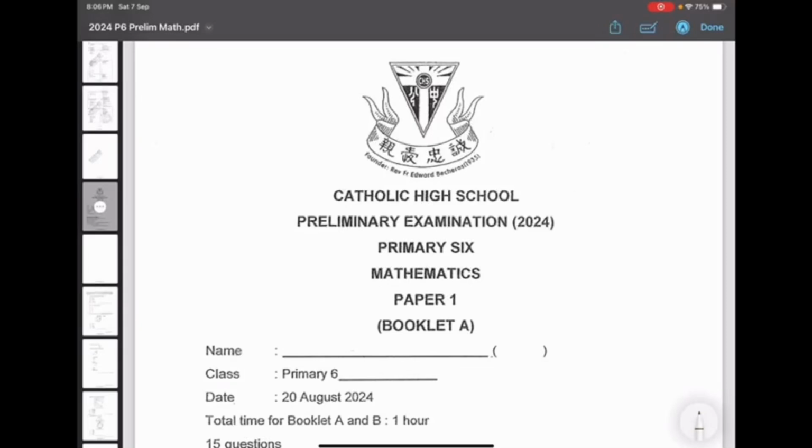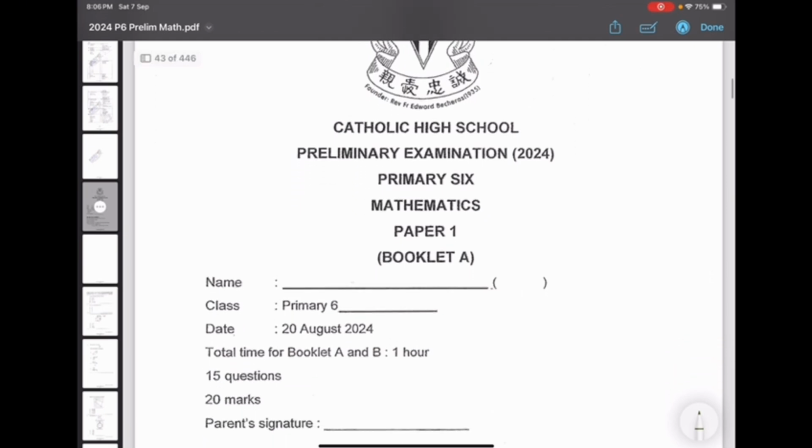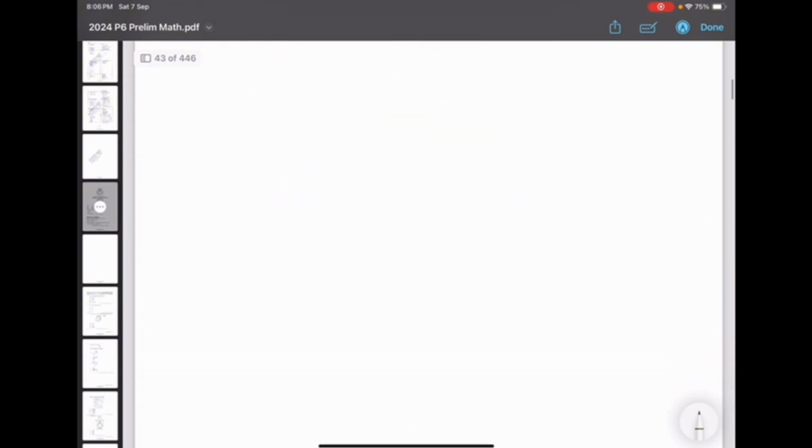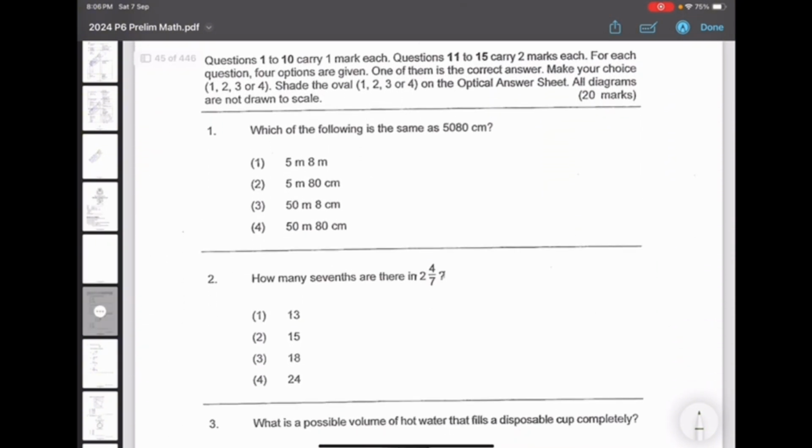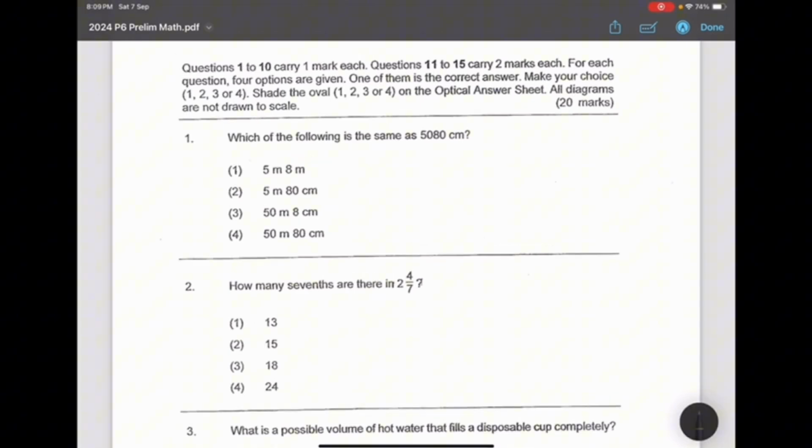What's up, guys? Today we'll be doing Catholic High School Prelim Examination 2024, Paper 1, Booklet A. Alright, we're gonna jump right in. I will not be doing all the questions. Those that are straightforward, I'll just skip them. Alright, jumping right in, question 1.